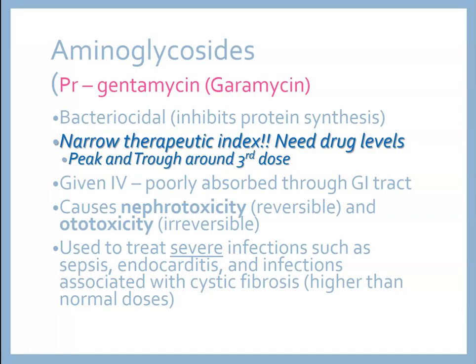Now, they are more narrow spectrum. They're bactericidal, but the key thing about aminoglycosides, specifically gentamicin, is it has a narrow therapeutic index, which, if you don't remember what that is, go back and look it up. But we need drug levels. We need a peak and trough around the 3rd dose in order to make sure that our drugs are in the appropriate level. And I'm going to create a little video for you on peak and trough, so we'll talk about that too.